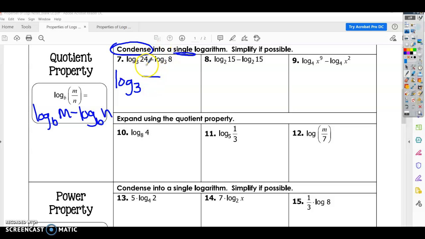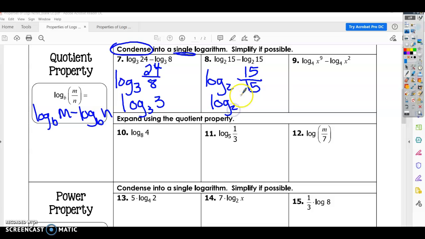So I'm going to have 24 divided by 8. 24 divided by 8 can be reduced to 3. So I can also write this as log base 3 of 3. All right, the next one, single logarithm. So log base 2 of 15 divided by 15. That equals 1. So log base 2 of 1.